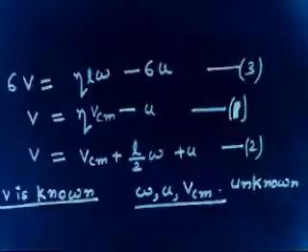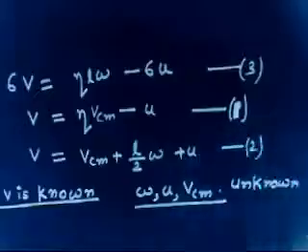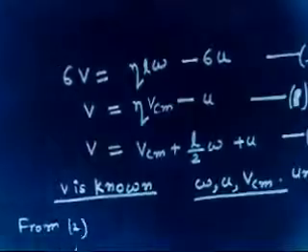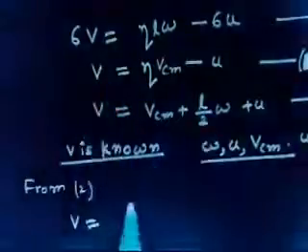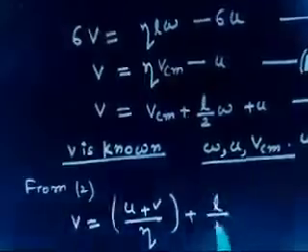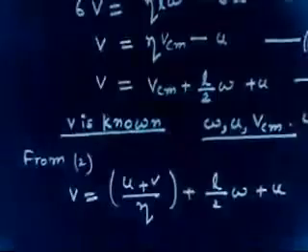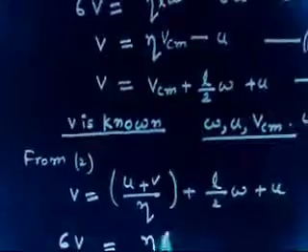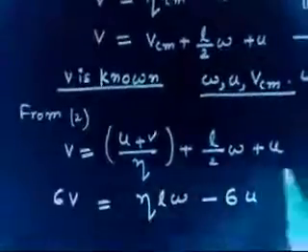So what we can do is plug the value of VCM in equation 2. From equation 2 we will have V equals VCM, and VCM is nothing but (u plus v) by eta. So this is (u plus v) by eta plus L by 2 into omega plus u. Are you getting? Now you see equation number 1, that is 6v equals eta L omega minus 6u. Now what you do is, you multiply this equation by 6 and add.